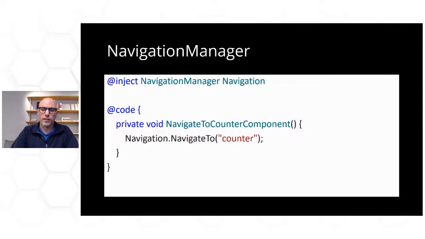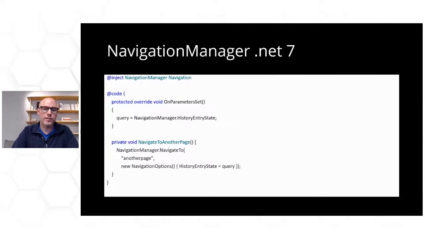And in .NET 7, this is not in .NET 6 yet, you can also add state to the navigation, just the way you can with the regular JavaScript push and pop state. So we can add a string to the state. And this string could, of course, be serialized JSON if you need to pass like a whole object. And we can get that on the other page with the HistoryEntryState property. So some improvements coming in .NET 7 regarding navigation.